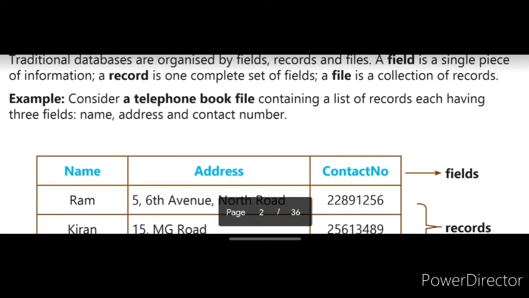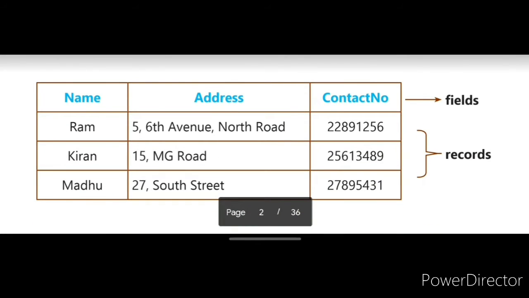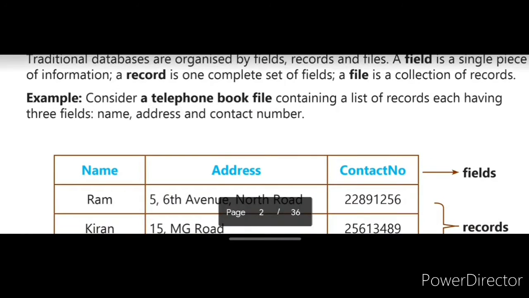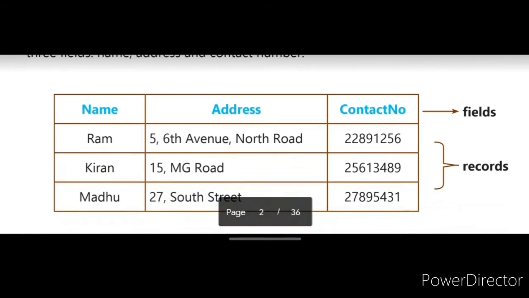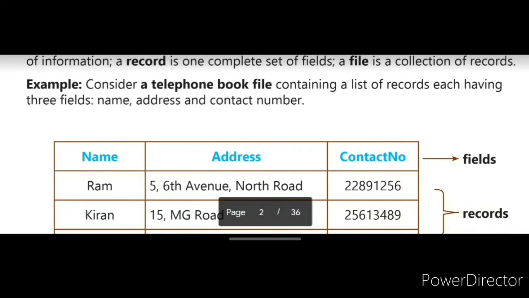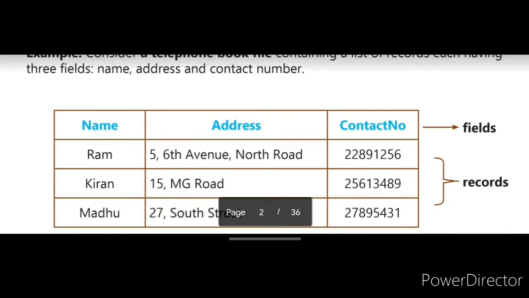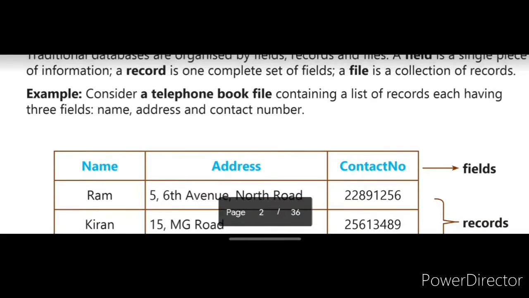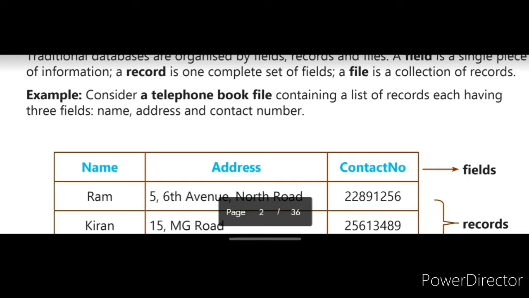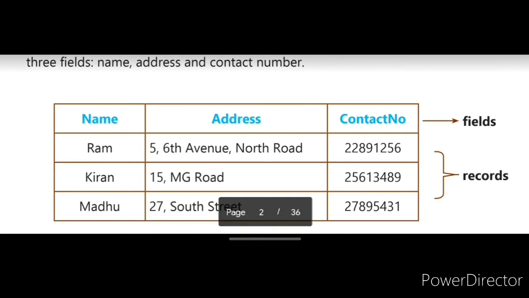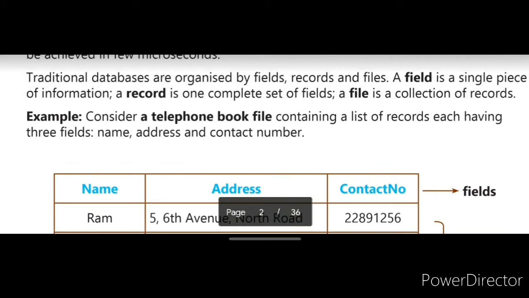The next is, what is record? A record is one complete set of fields. By using fields we'll be adding some data, right? So these data are called records. So a field is a single piece of information. A record is nothing but one complete set of fields. The overall fields enclosed are called a record. A file is a collection of records. So these records are collected and make one file. So these are all the main features of traditional databases.